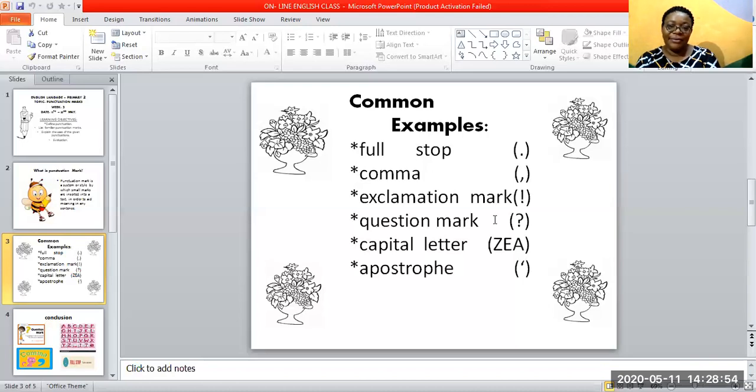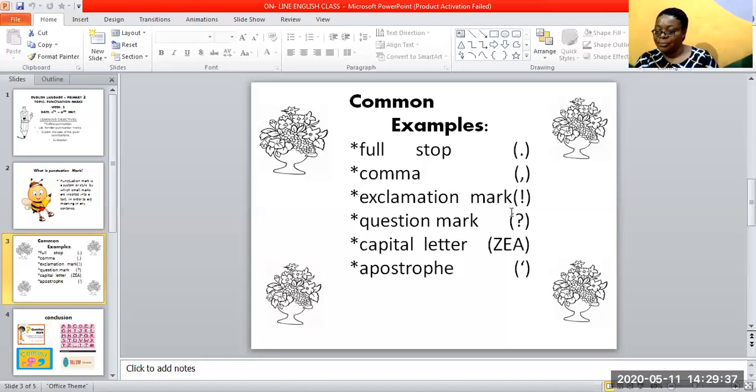Next we have the question mark. The question mark is used to indicate questions. At the end of it all, you must be able to write the question mark against your question, so that when I read your sentence, I'll be able to know that you are asking. I should be able to know that this particular sentence should be read as a question. When you come across it in your books, it must be read as a question.